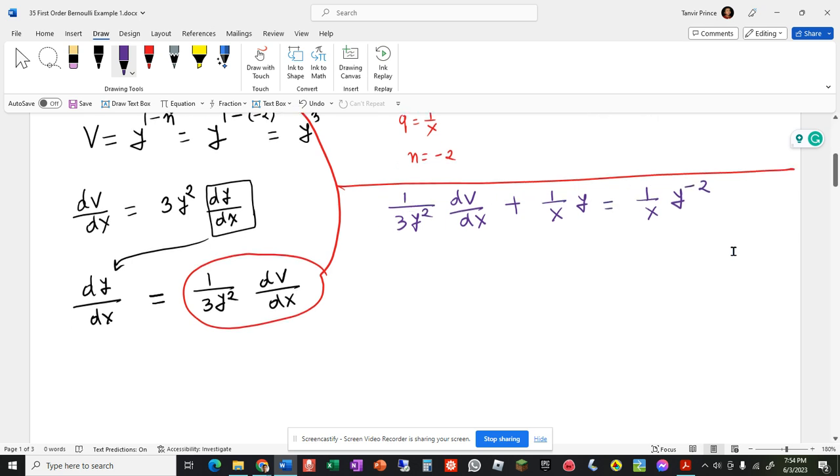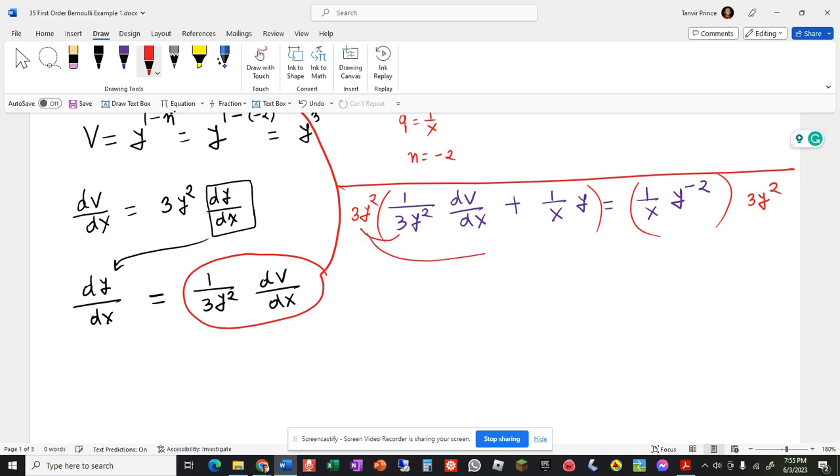To do that, you always have to make the coefficient of dv/dx 1. So I have to make this coefficient 1. How do I do that? Well, to get rid of 1 over 3y squared, of course, you have to multiply both sides by 3y squared. So let's multiply both sides by 3y squared, because I want to make the coefficient of dv/dx 1. So that's what you should do here.